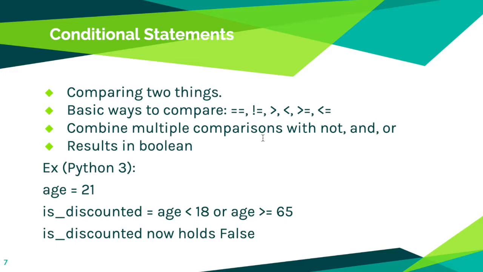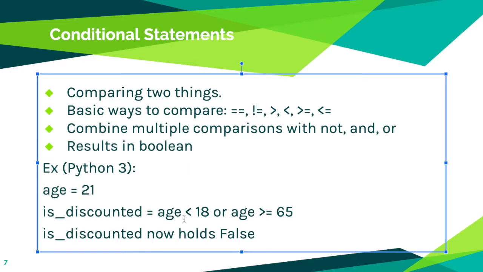And you can combine multiple comparisons with not, and, and or. So not is the exclamation mark, and that just flips the value. So if it's true, then you go not true. So not true is false, and then not false is true. So it just flips whatever it is.